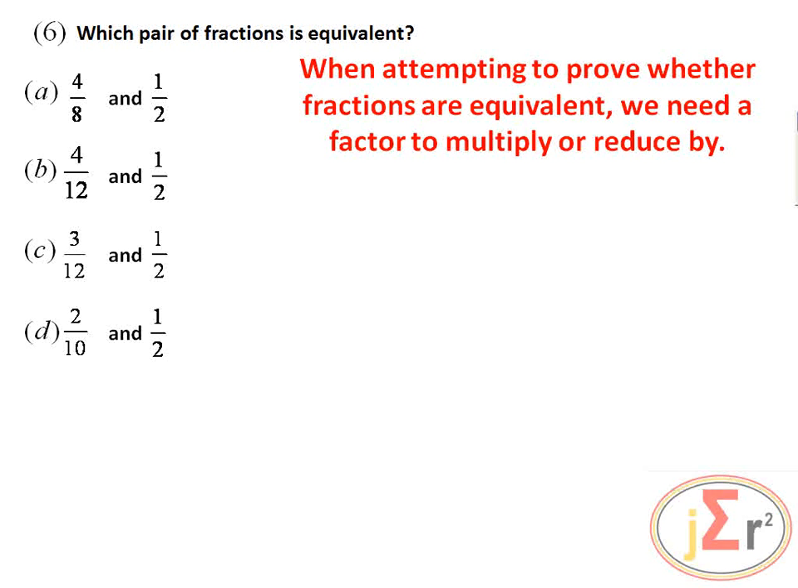When attempting to prove whether fractions are equivalent, we need a factor to multiply or reduce by, as we did, remember, on the previous slide? Yes. This one we multiplied by 4. This one we multiplied by 4 also. What did we use to multiply this one? 3. And what did we use to multiply this one? 2, right? So we need something to multiply.